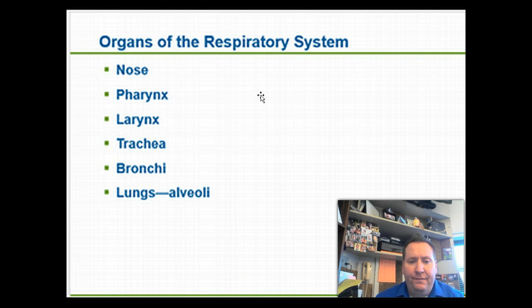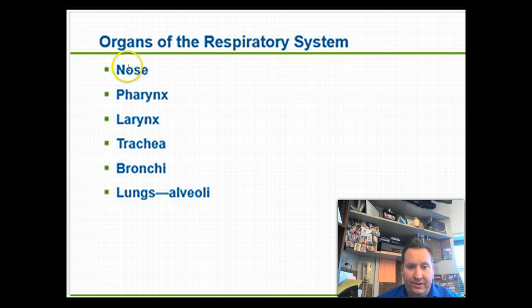So the very first thing we need to know is the major organs associated with the respiratory system. We have the nose, the pharynx, the larynx, the trachea, the bronchi, and then the lungs. In the lungs, these bronchi, primary bronchi, secondary bronchi, tertiary bronchi, eventually make their way down to the alveoli. And remember, the alveoli is where the gas exchange actually occurs.